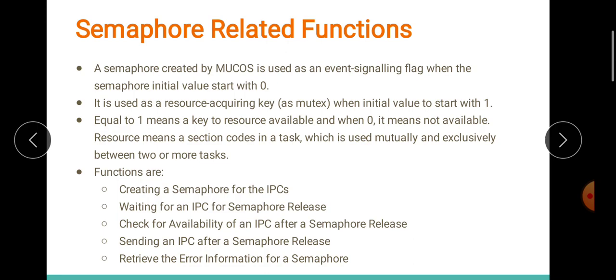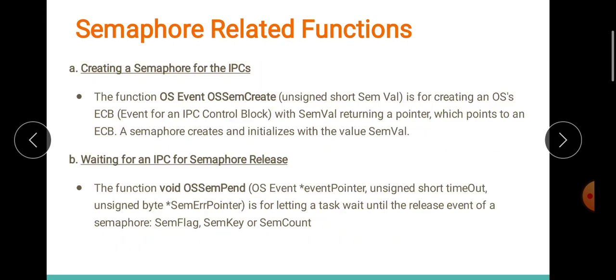While you are creating the semaphore related functions, you must do the following. You will create a semaphore for the IPC, inter-process communication. You will wait for an IPC for semaphore release so that your resource is available. Then you will check for the availability of an IPC after semaphore release, send an IPC after semaphore release and retrieve the error information. In each case, you have a similar function which performs the task, and for creating the semaphore, the function name is OS sem create, semaphore create.